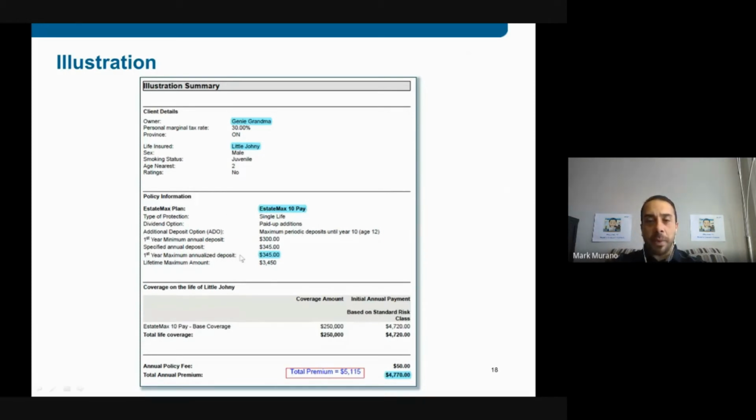Product is a State Max 10 Pay, ADO $345, $250,000, 10 pay equals $4,770. So total premium of $5,115, as I mentioned in the last slide.